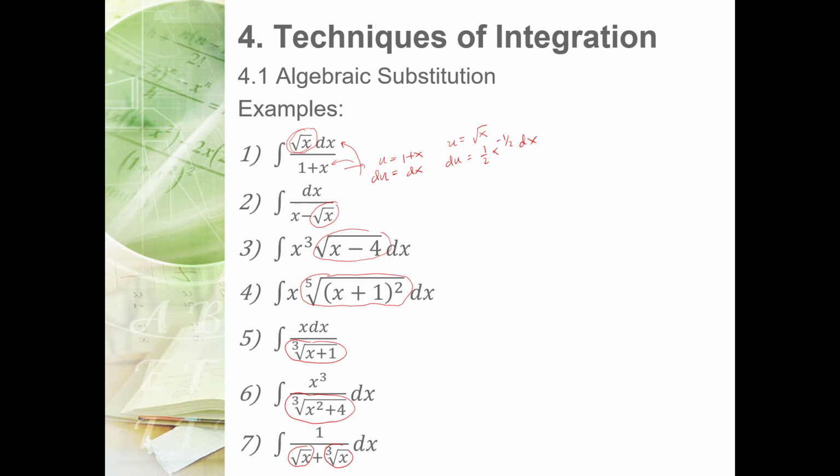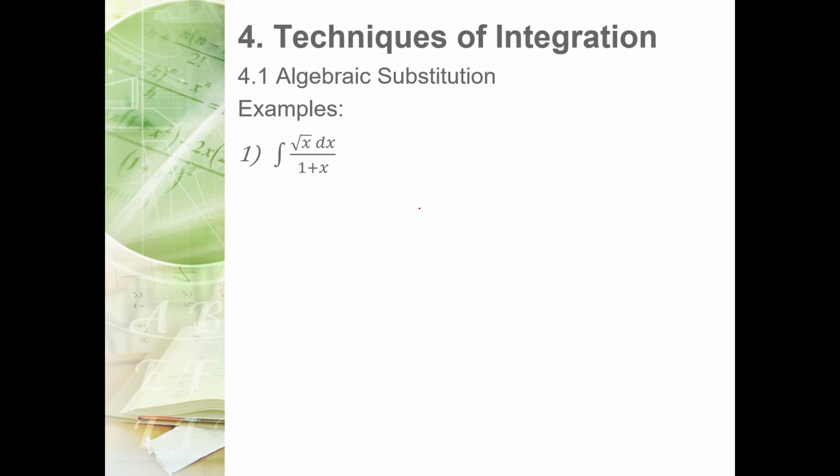So if you try to observe some radical expressions, try to observe first if it can be solved using simple u sub. If not, go directly to algebraic substitution. Okay, so let's try example number 1 first.